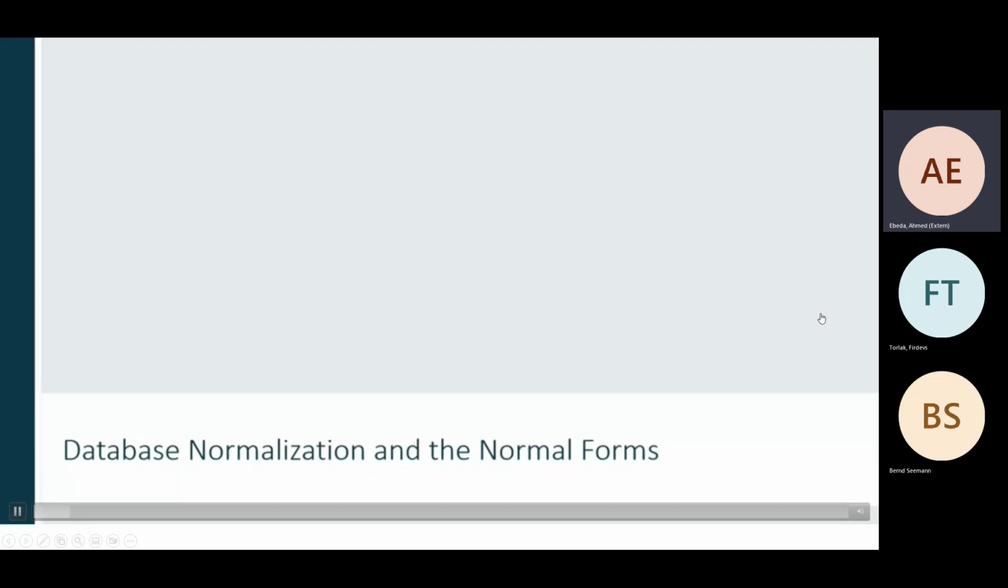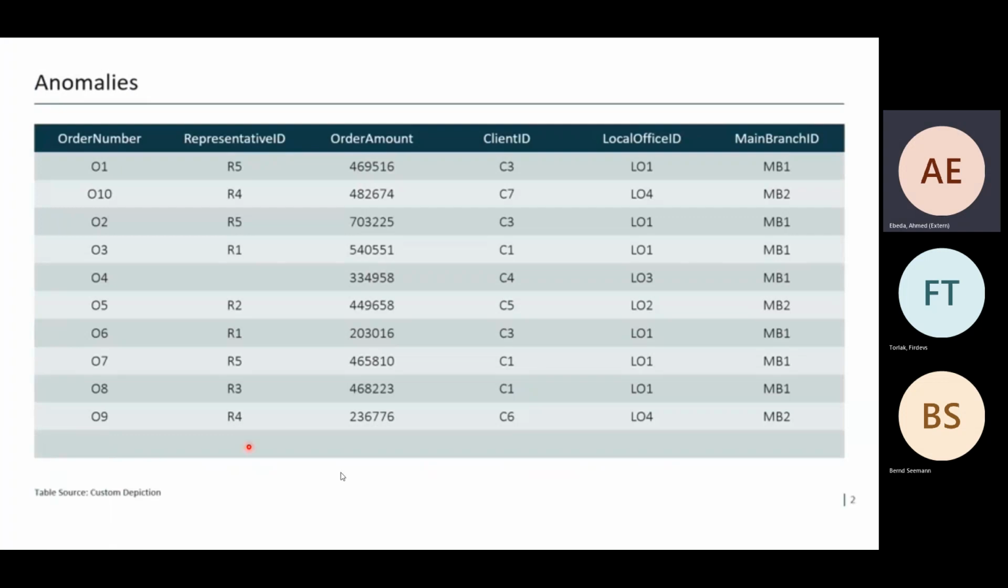Database normalization is an essential recurrent process in the design of databases. Normalization allows us to avoid what is known as database anomalies. To understand anomalies, let us check this example. Here is a simple table that contains data about orders. Now, if we want to enter an order handled by a new representative, let us say R6, the issue here is that we do not even have the data of the local office and main branch. The person responsible for maintaining the order table does not necessarily have this data.